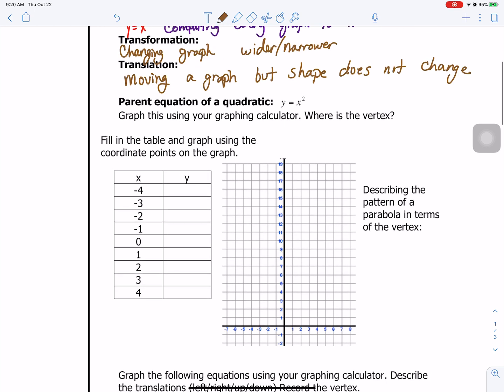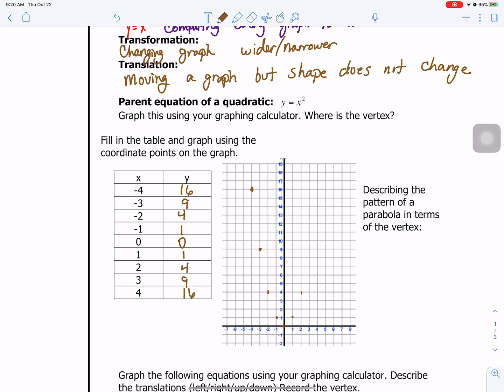So looking at our first graph, our parent function is y equals x squared. So I can look at what that's going to look like by putting in all my x values. So negative 4 squared would give me a positive 16. And I can graph that on my graph. Negative 3 squared is going to be 9. Again, I can put them on my graph as I'm doing them. Negative 2 squared is 4. Negative 1 squared is 1. 0 squared is 0. And then I get 1, 4, 9, 16.